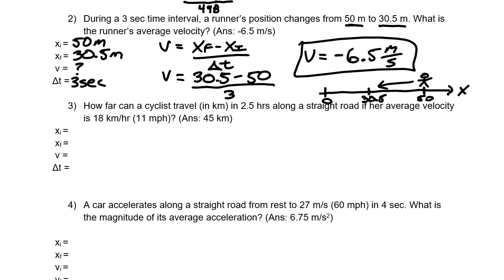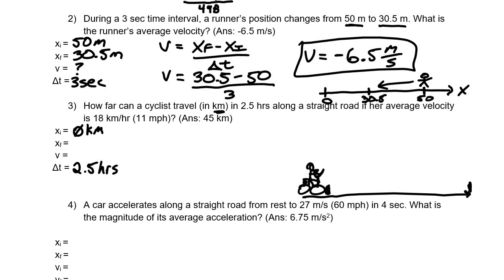Okay, so let's say that the cyclist is starting right here, and we're trying to figure out how far the cyclist could travel in a certain amount of time. Let me ask you something. If you're starting right here, what would you say the initial position is of this person? Let's just say that's going to be equal to 0, and we're doing this in kilometers. So I'm just going to write that it's in kilometers. Looking at this, what does this 2.5 hours represent? Oh, that's our delta t.